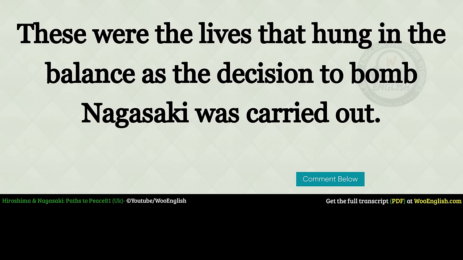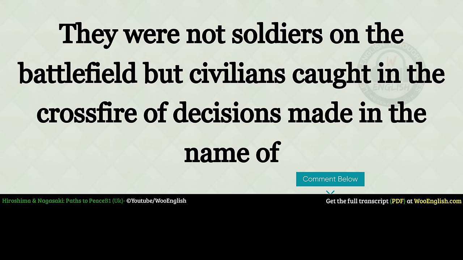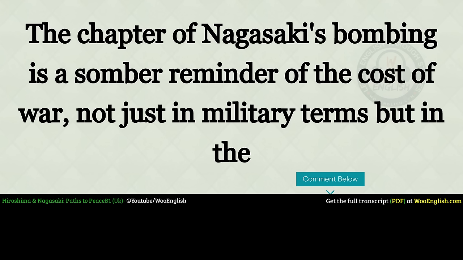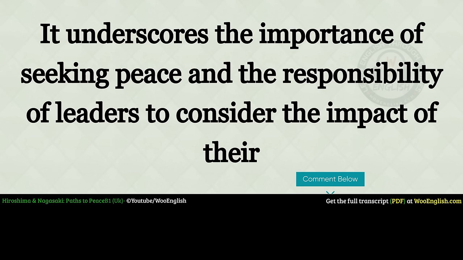These were the lives that hung in the balance as the decision to bomb Nagasaki was carried out. They were not soldiers on the battlefield, but civilians caught in the crossfire of decisions made in the name of ending a war. The chapter of Nagasaki's bombing is a somber reminder of the cost of war, not just in military terms but in the lives of people who had no say in the matters that led to their city's destruction. It underscores the importance of seeking peace and the responsibility of leaders to consider the impact of their decisions on the lives of innocent people.